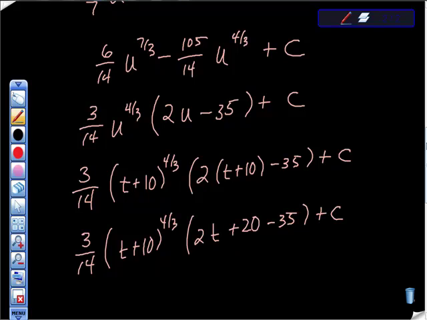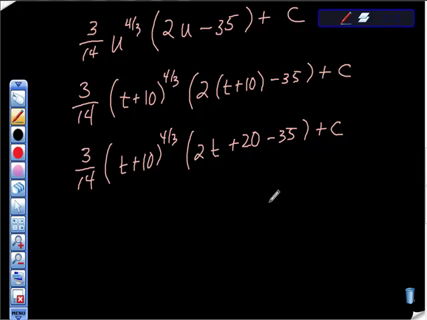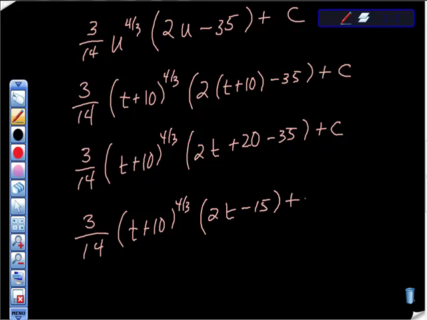Can you see why the multiple choice part is actually a pain? Because they're going to mess with us on our algebra here. This finally simplifies out to 3 over 14 times the quantity t plus 10 to the 4/3. Again, we have a non-1 exponent, so we can't distribute this in, but we can clean this up: it's 2t. 20 minus 35 is negative 15, plus c. Holy macaroni. So that's our answer for that.